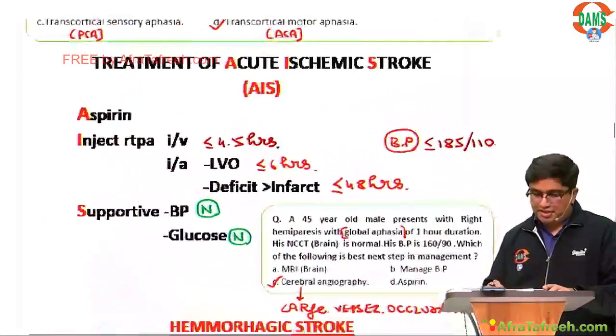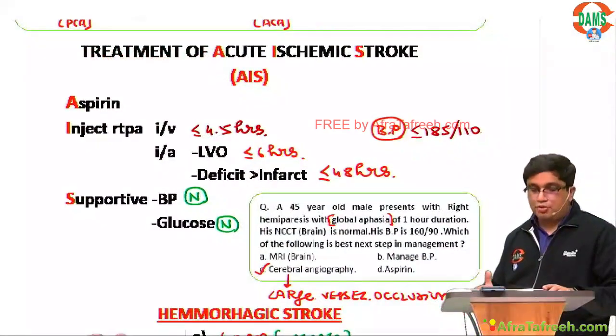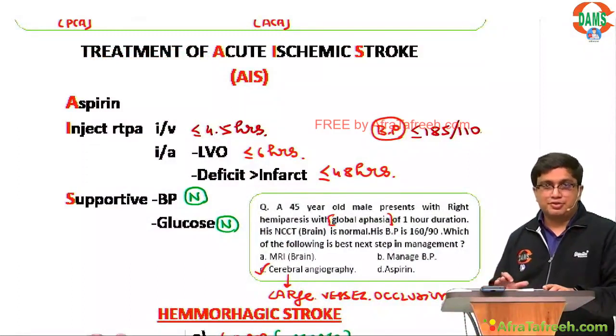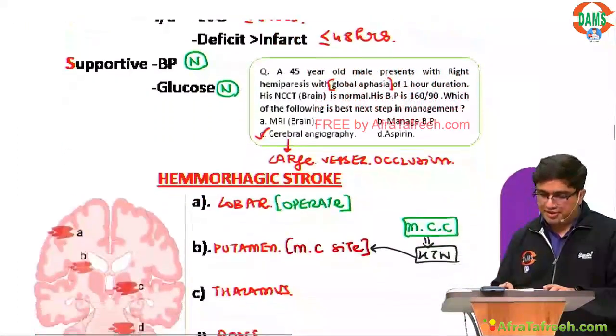So someone is asking me, sir, the patient has come to you with a global aphasia, why not aspirin? No. You have to thrombolize the patient first to remove the thrombus in the vessel. Okay.